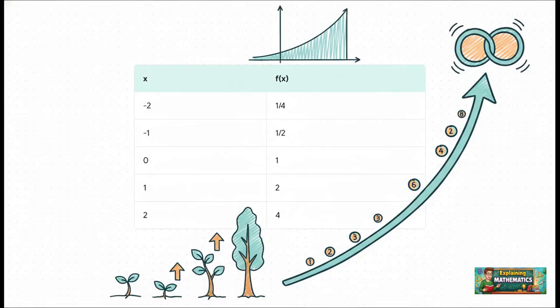And this table just illustrates it perfectly. Take a look at the function f(x) equals 2 to the x. When x is 1, you get 2. When x is 2, you get 4. If x were 3, we'd get 8. You see what's happening? It's not just getting bigger, it's doubling at every single step. That, right there, is the awesome power of the exponent.